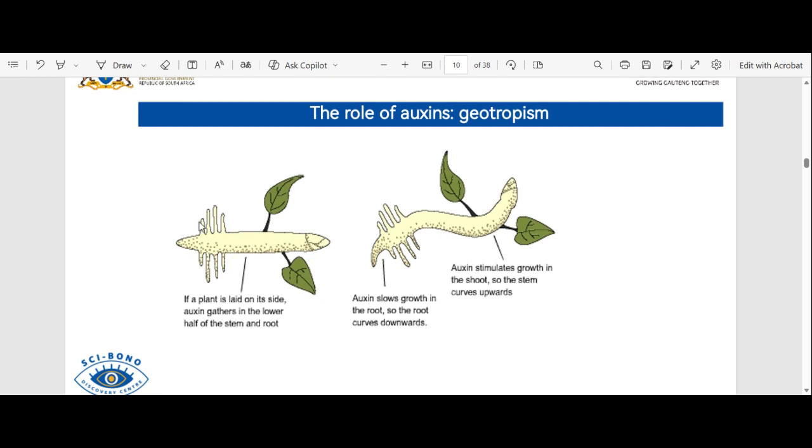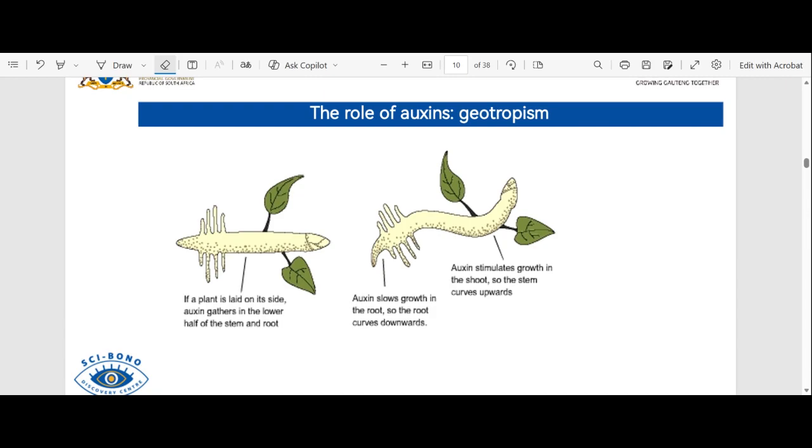But what happens when a plant is placed horizontally? When a plant is placed horizontally, the auxins, as you can see here, will go to the lower side. Why? Because they're attracted to gravity. So gravity will pull the auxins to the lower side, right? So it will go to the lower side.